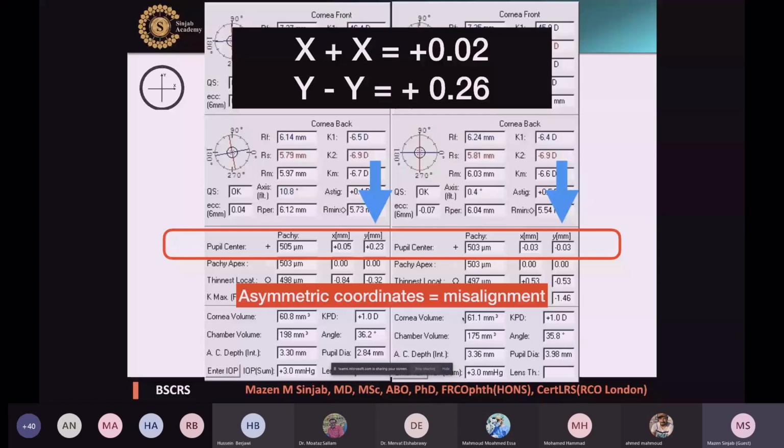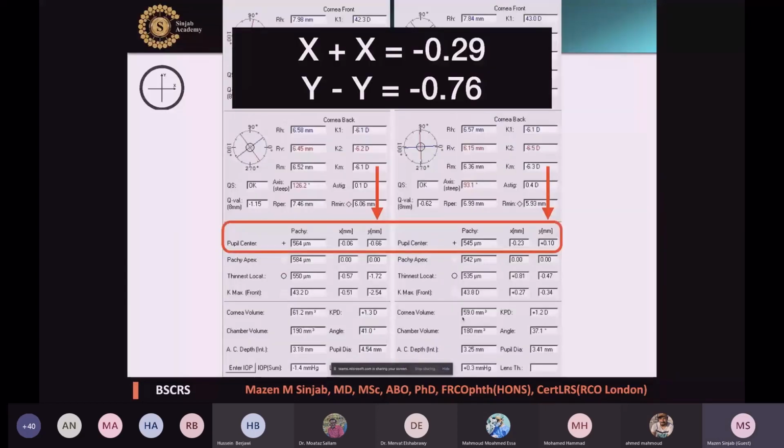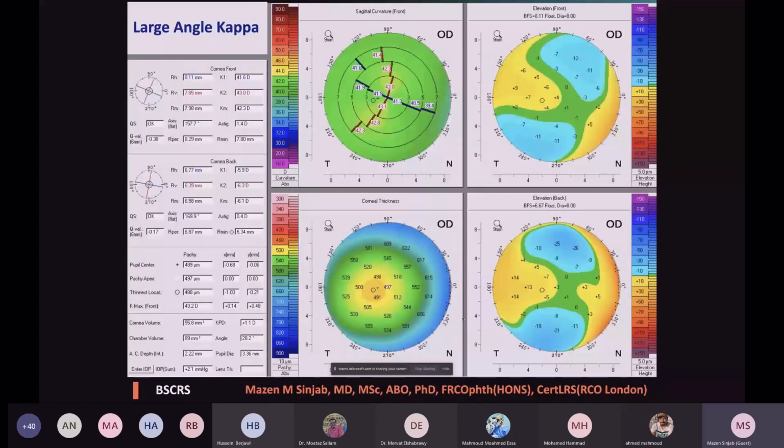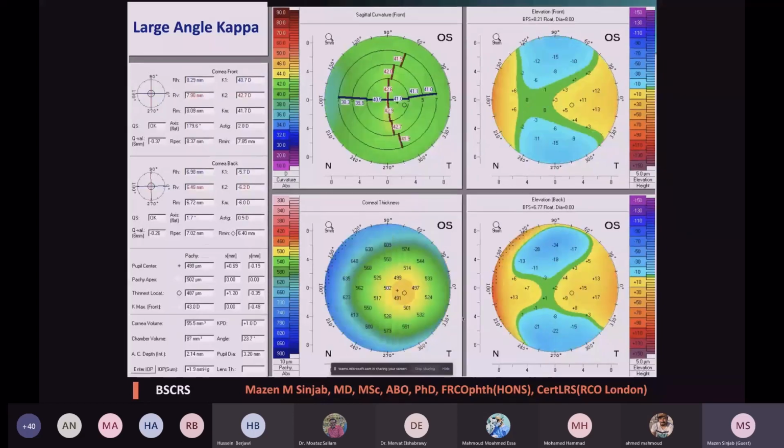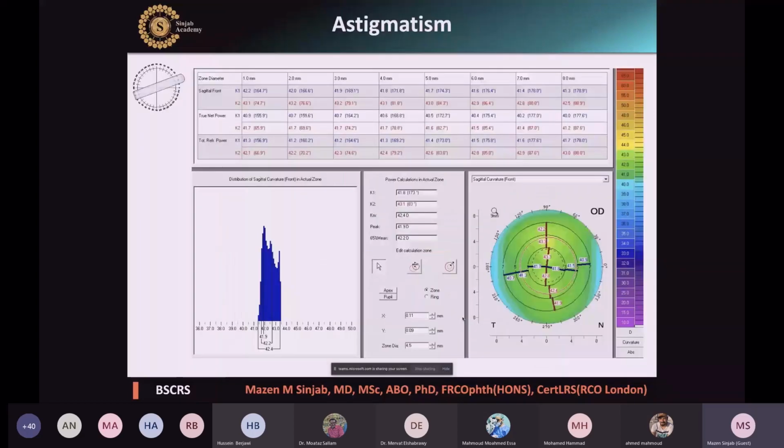It means that there was vertical misalignment. This is the case of vertical misalignment. As you see here, huge Y minus Y, it was 760 microns because the patient was looking downward. This is a case of large angle kappa. The numbers of X in both eyes are large. In spite of this, X plus X is less than 200 microns and Y minus Y is less than 200 microns. So it is not the absolute number that we see, but it is the difference between both eyes.